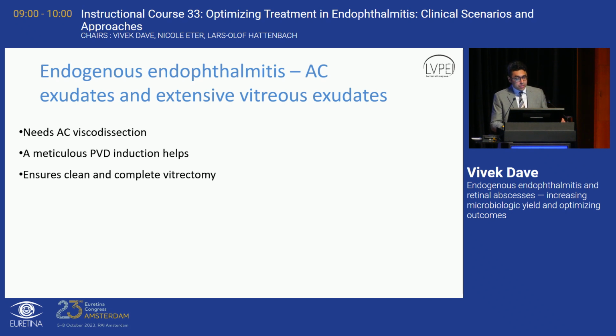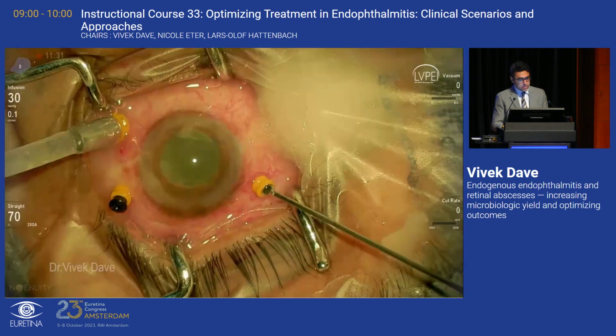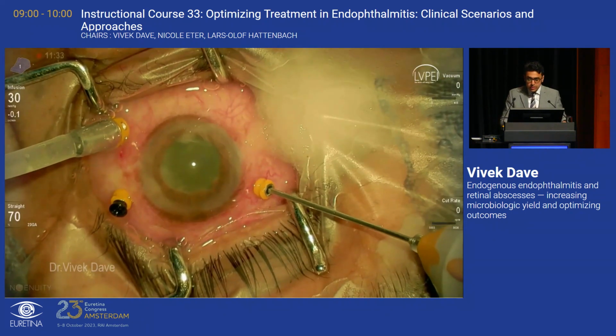And as again mentioned by Dr. Hattenbach, it is always great if you can go in, induce a PVD, detach the posterior hyaloid and clear out the vitreous cavity as much as possible. It's very parallel to a surgical principle that in general surgery, if you have an abscess somewhere, you would want to incise and drain rather than just inject antibiotics inside it. So let us look at this video.